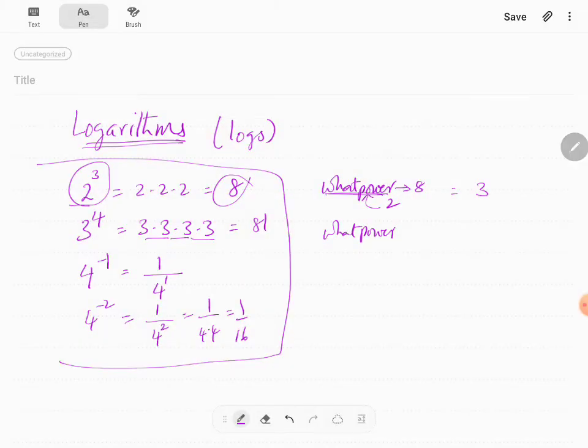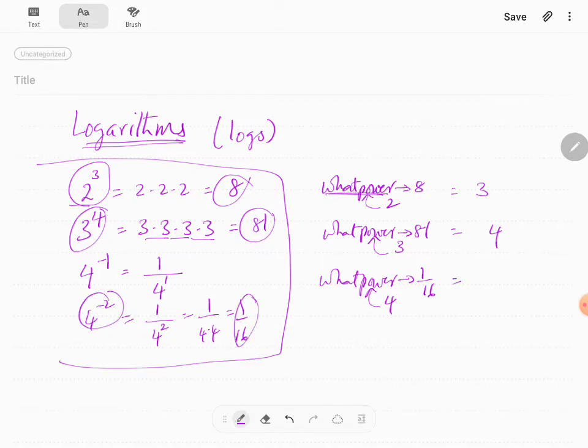What power: 3 to the power of what is 81? It's 4, isn't it? We just saw that. 3 to the power of 4 is 81. So I'm writing it in a different way, that's all. And if I say what power, and I say 1/16th and I say 4, in other words, I'm asking 4 to the power of what is 1/16th? We just saw that. 4 to the negative 2 is 1/16th, so it's negative 2.